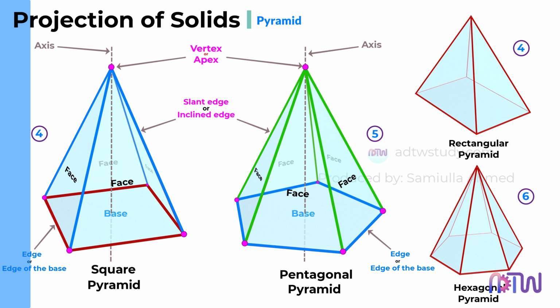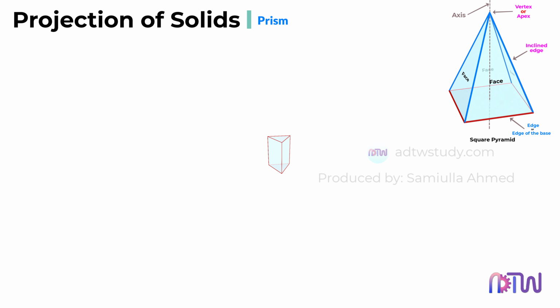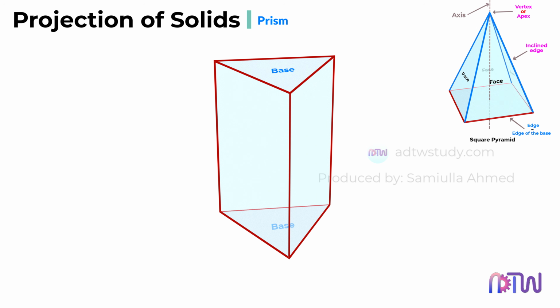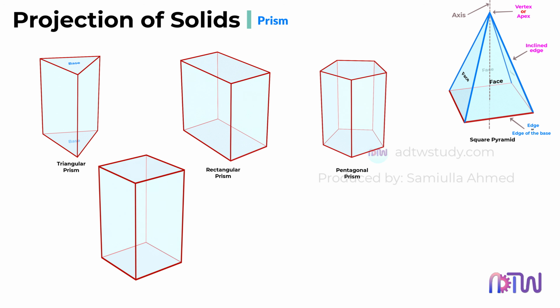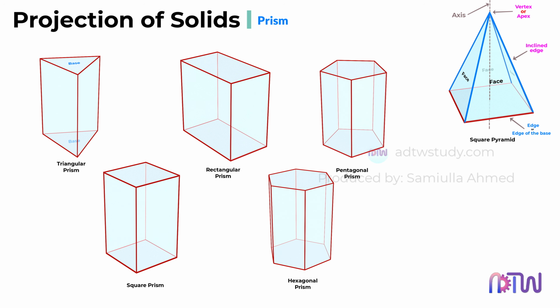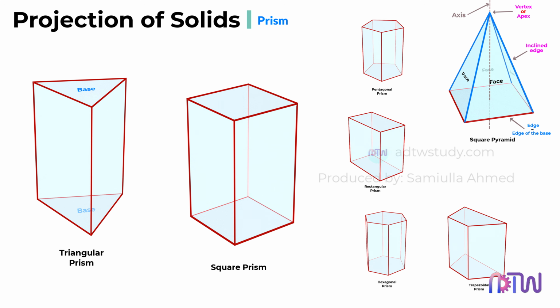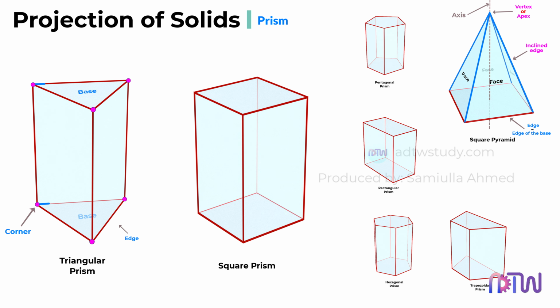Now, let's move on to prisms. Unlike pyramids, prisms have bases on both sides. They are categorized based on the shape of their ends, such as triangular prisms, rectangular prisms, pentagonal prisms, square prisms, hexagonal prisms, and trapezoidal prisms. The number of corners, edges, and vertical edges depends on the base's shape. In brief, the number of base corners equals the number of vertical edges for any prism.